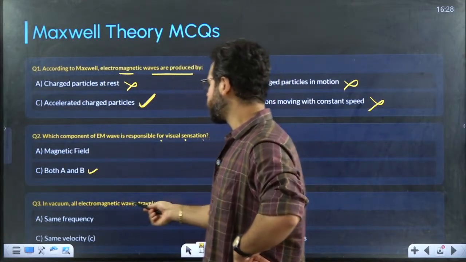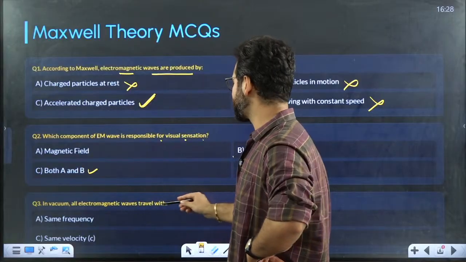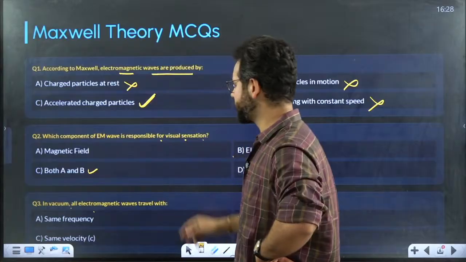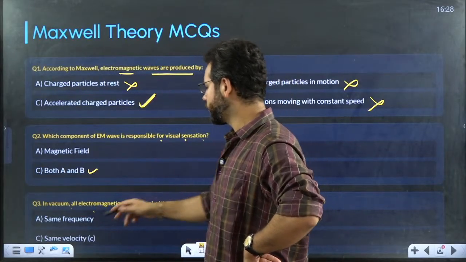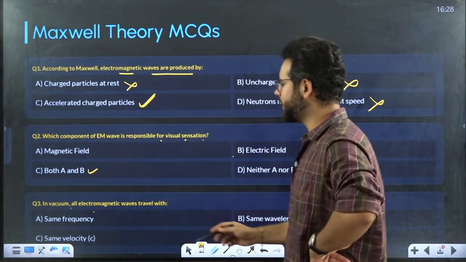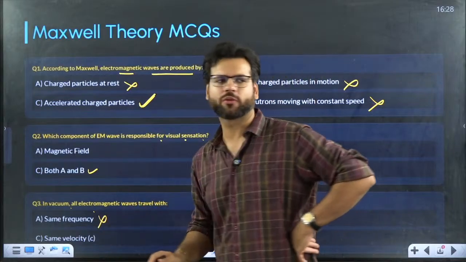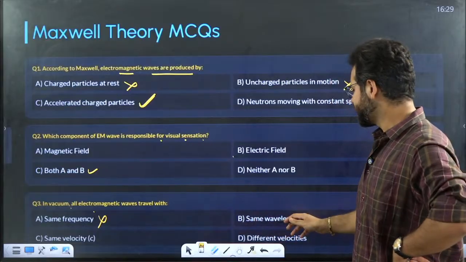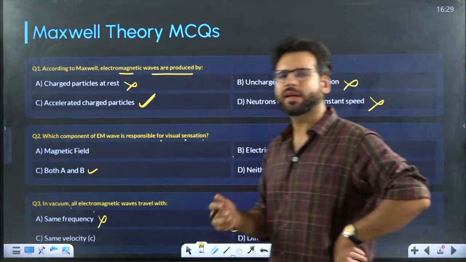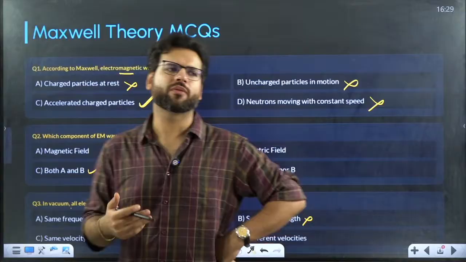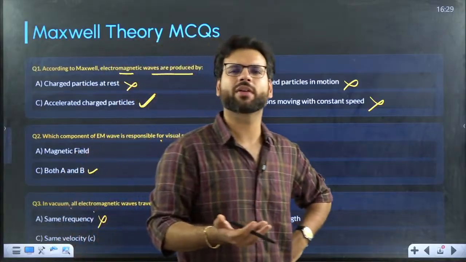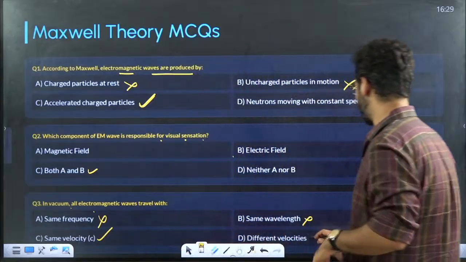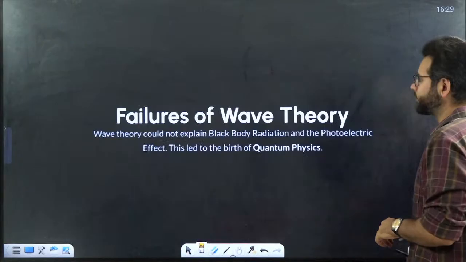In vacuum, all the electromagnetic waves travel with the same speed, so frequency will not be same. Frequency will be more for an X-ray or a gamma ray as compared to visible. Same wavelength is also not true. Wavelength will be characteristic of a wave. Each wave of different type will have different wavelength, different frequency. Same velocity is correct, that is correct. Different velocity is wrong. Okay.